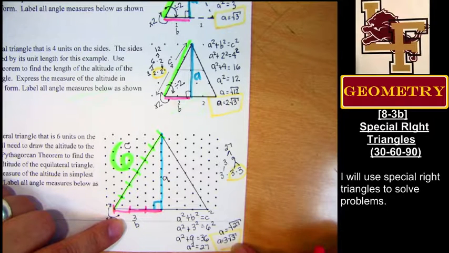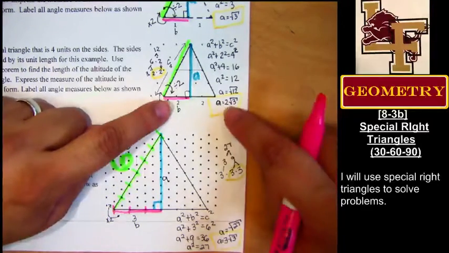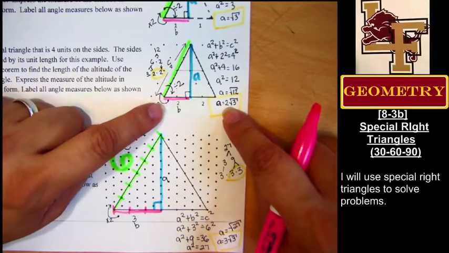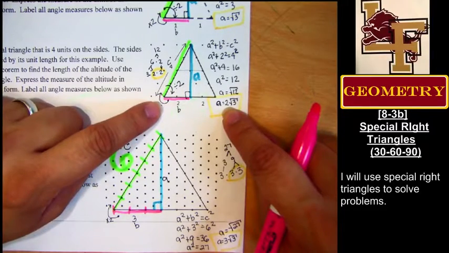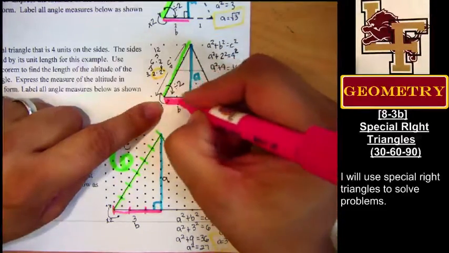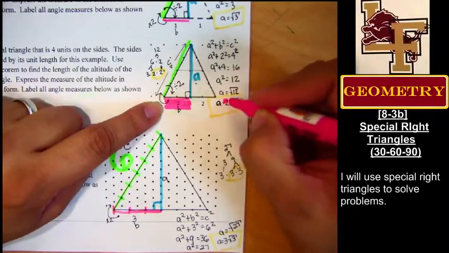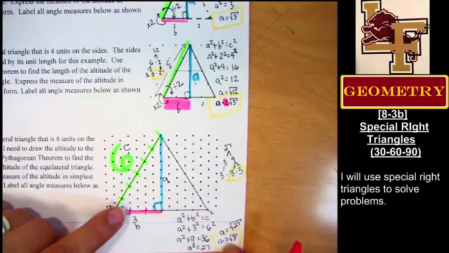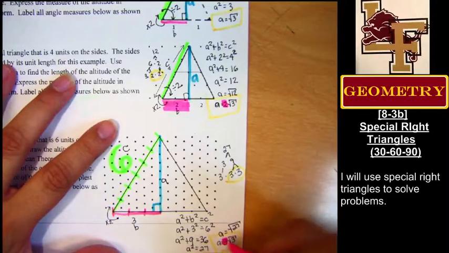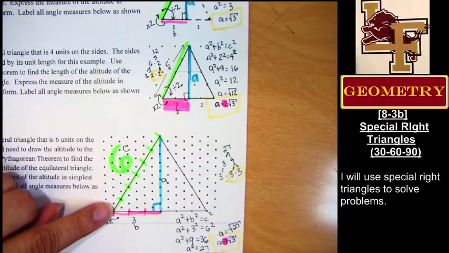It's that radical. What did we attach the radical to? Here we attach the radical to the 2. Where does the 2 appear in this triangle? The short leg. Here we attach the radical to a 3. Where does the 3 appear in this triangle? The short side.